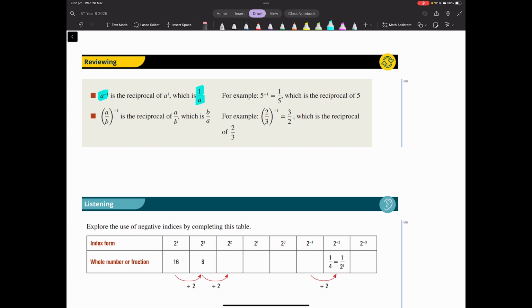Something I don't think we looked at specifically is this situation where you have a fraction inside the brackets and a negative index outside the brackets, specifically here a -1. What we can do here is we can just flip the fraction upside down in this situation.